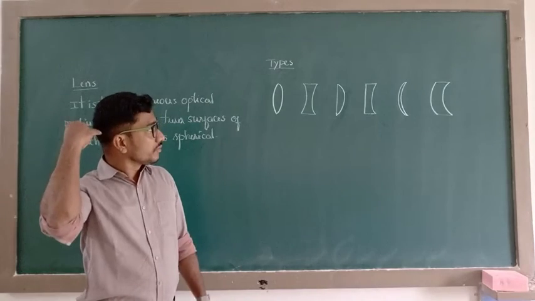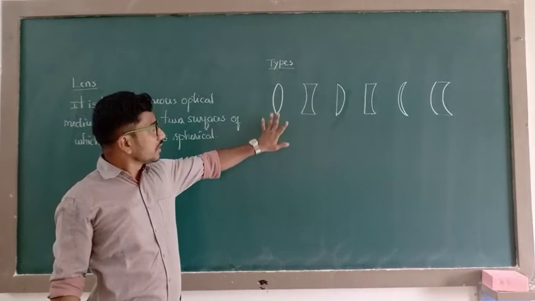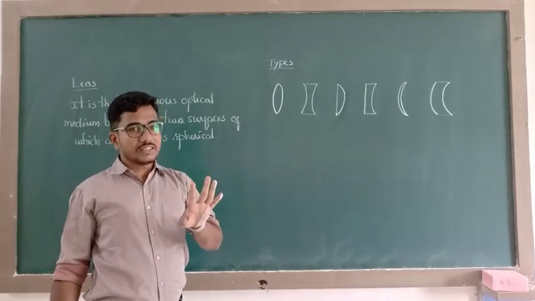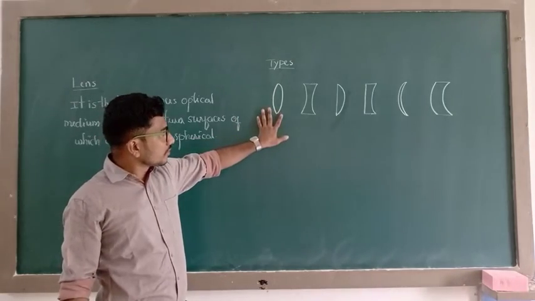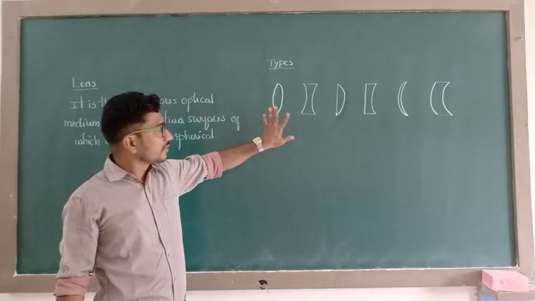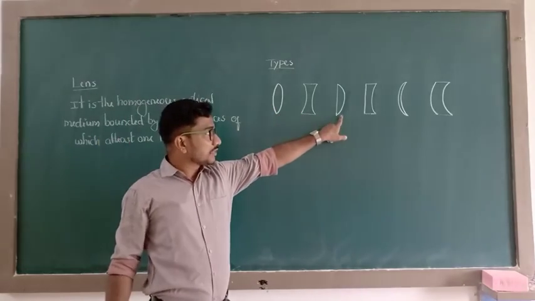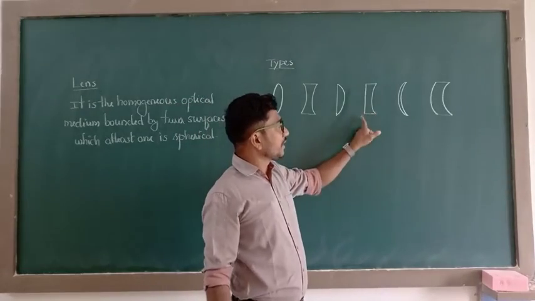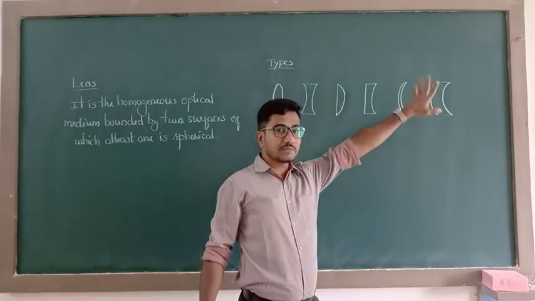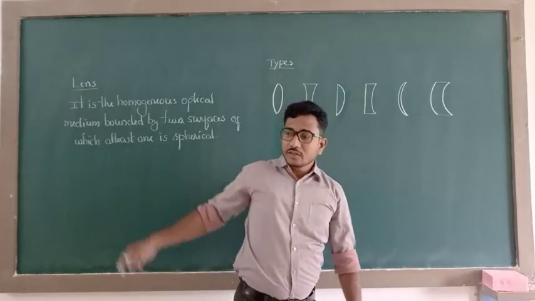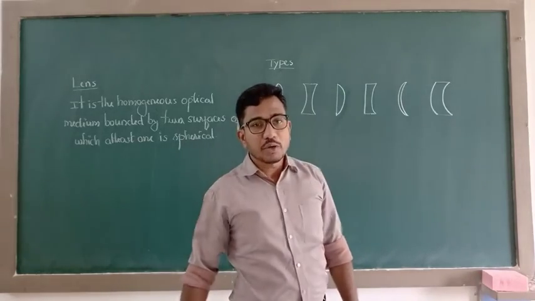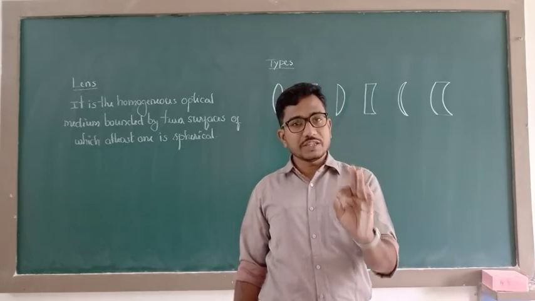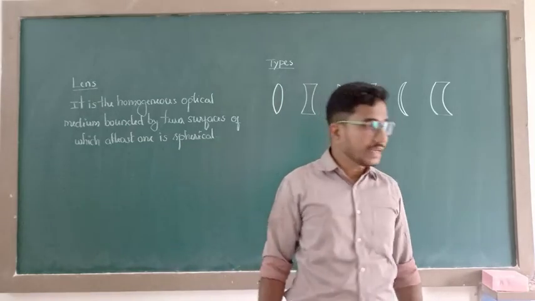So in these cases, optical medium is made up of two surfaces of which at least one is spherical. Here both the surfaces are spherical. Here one surface is spherical, another one is plane. Spherical, plane, spherical, spherical. Therefore, the homogeneous optical medium bounded by two surfaces of which at least one is spherical.